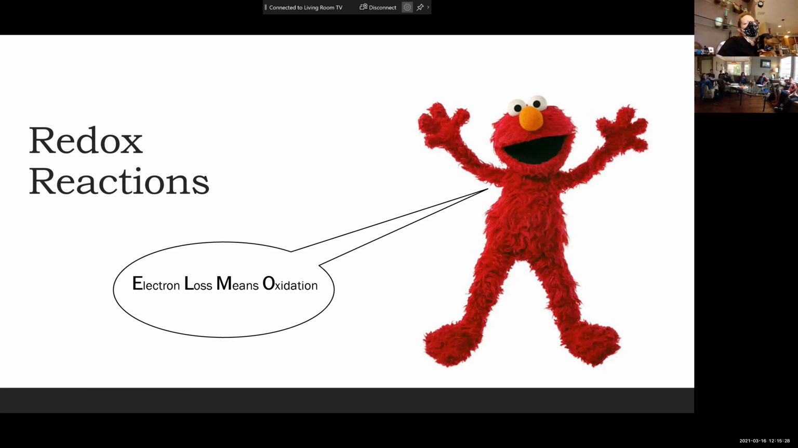But there isn't another Muppet or Sesame Street character for reduction. There's just Elmo. But I guess that works for some people. I've never heard that one until recently, but I thought it was strange, so I would share it. Electron loss means oxidation, Elmo.